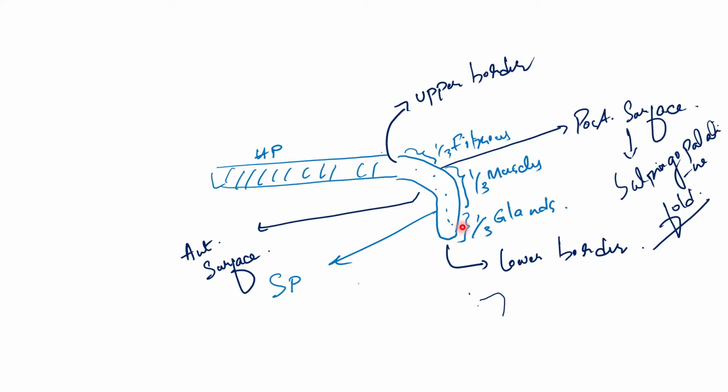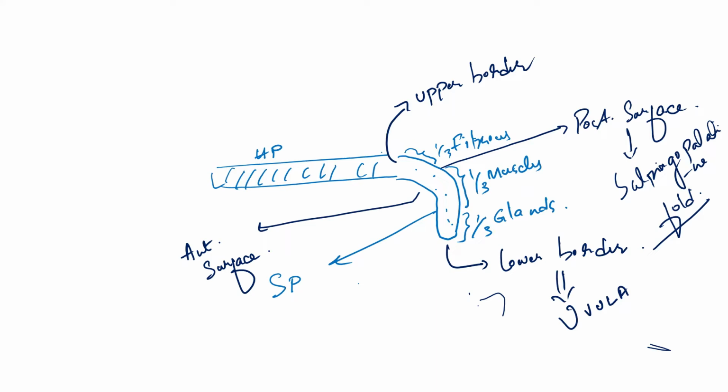So the lower border of the soft palate makes up the uvula. The lower border forms the conical, tongue-like projection, which is free downwards, which is called the uvula. So this is about the two surfaces and the two borders. There are two lateral borders as well. The lateral walls of the soft palate are continuous with the wall of the pharynx.